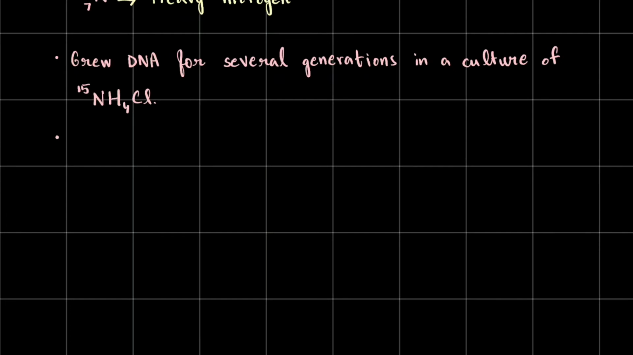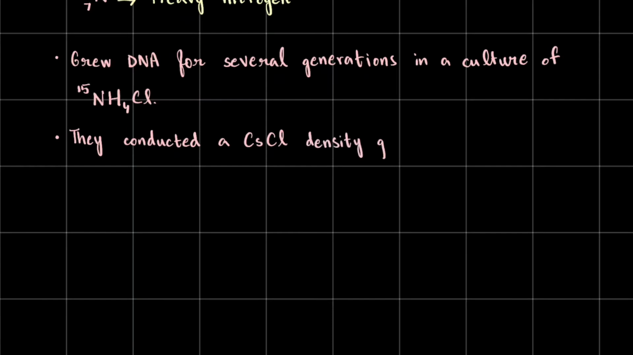15NH4Cl, heavy DNA, right? Then they conducted a CSCl density gradient centrifugation. CSCl is cesium chloride. It's a compound. It's a laboratory technique, density gradient centrifugation, right?